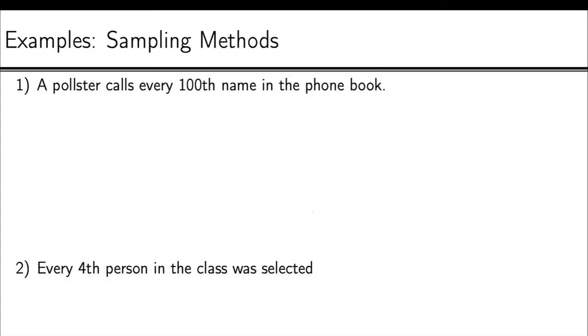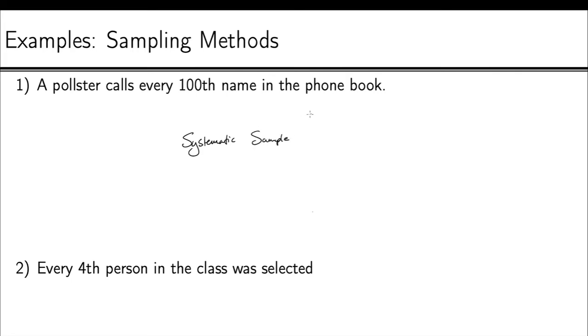Let's look at a few more examples. A pollster calls every 100th name in the phone book. Well, this should be pretty obvious. We have got a list and we're going through and picking every 100th. That is the classic definition of a systematic sample. Systematic sample.